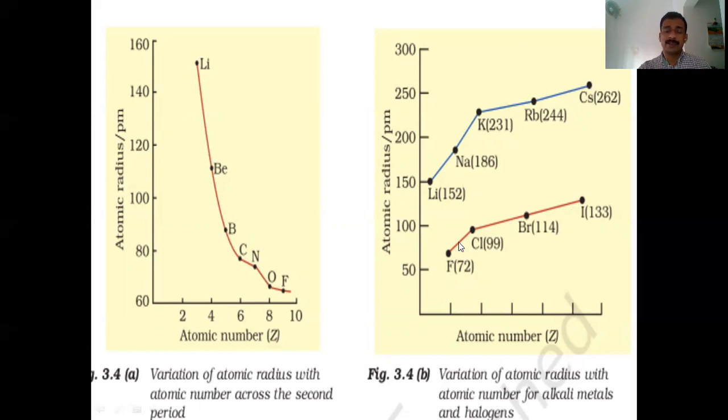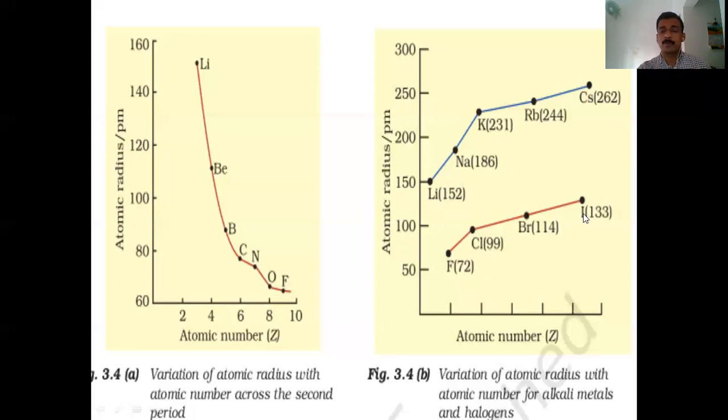Now you see the second graph. Here also atomic radius is plotted against atomic number. But the graph shows lithium, sodium, potassium, rubidium, cesium. It is a case of alkali metals. Variation of atomic radius along a group. You can see it is increasing as we move from lithium to cesium. Or we can say the atomic radius increases down the group.